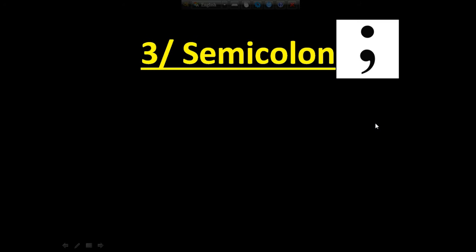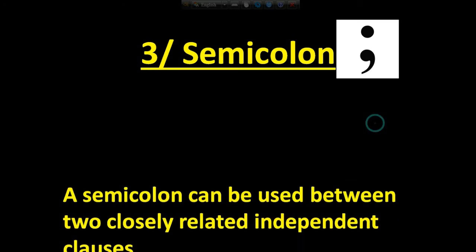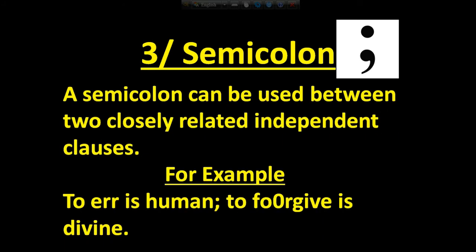Now number 3, semicolon. A semicolon can be used between two closely related independent clauses. Okay, and if I tell it very easily, then I have to say that when the interval should be larger than a comma, then we have to use a semicolon. Okay, look at the example. Here is: to err is human; to forgive is divine. That means to err is human is a sentence.